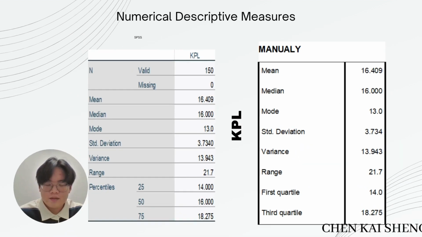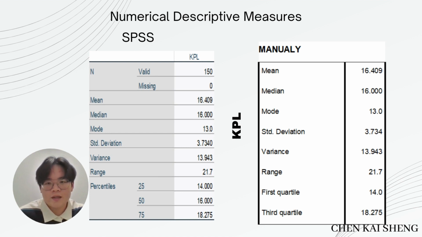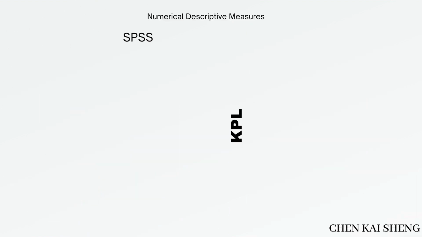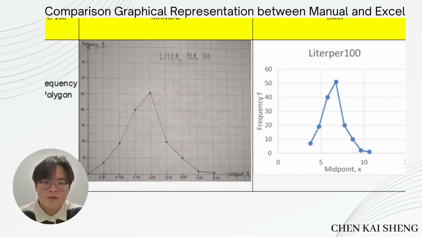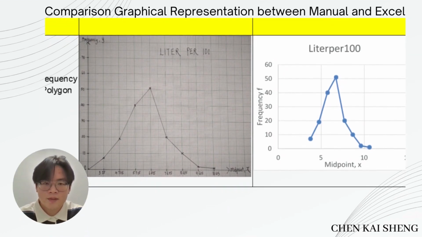In the end, we can see the answer from SPSS software is exactly the same as the answer that we calculated manually. Next, we also have to compare the answer that we got from SPSS software and the answer that we calculated manually. In this slide, we also can see two tables. These two tables include the answers for measure of variation, measure of position, and also measure of central tendency. We can see that the answer from SPSS software is exactly the same as the answer we calculated manually. Next, we have to do a comparison between the graph that we drew manually and the graph that we created by Excel.